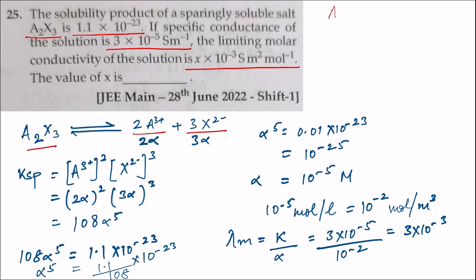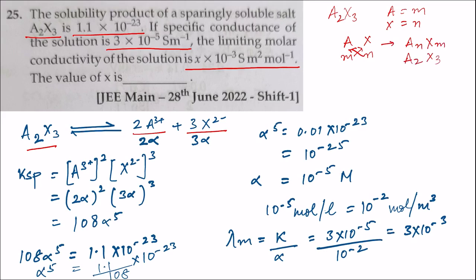The formula A2X3 is obtained by crossing the valencies of A and X. Suppose the valency of A is M and the valency of X is N. Then crossing the valencies, the formula becomes A_N X_M.